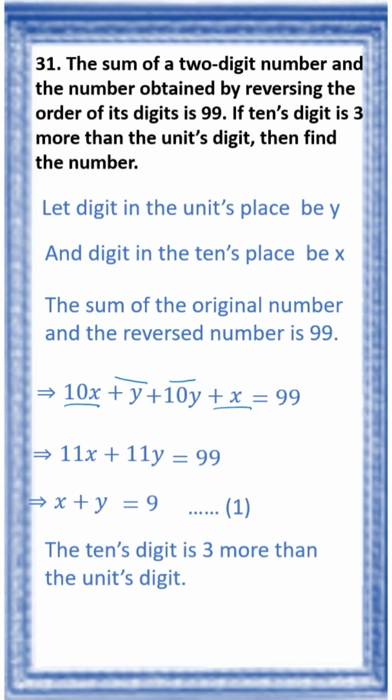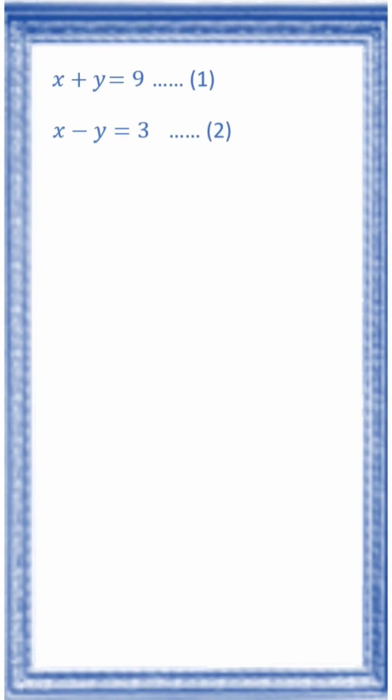Tens digit is 3 more than the units place. It implies that x is equal to y plus 3. So x minus y is equal to 3. Let this be equation number 2. Now we have two equations. Let us solve by adding equation 1 and 2. Here y and y get cancelled. So 2x is equal to 12. So x is equal to 6.